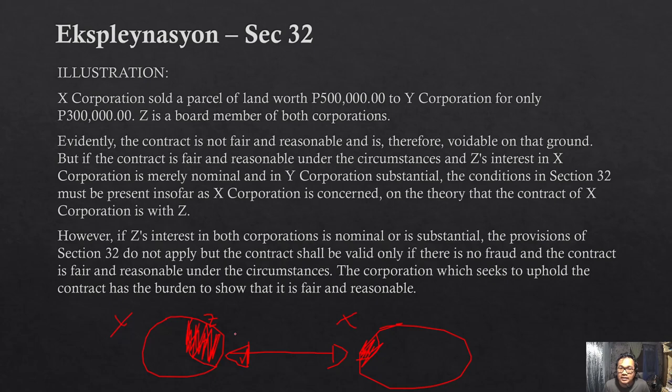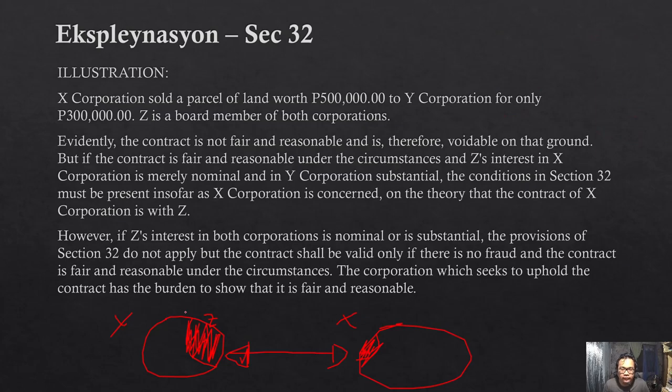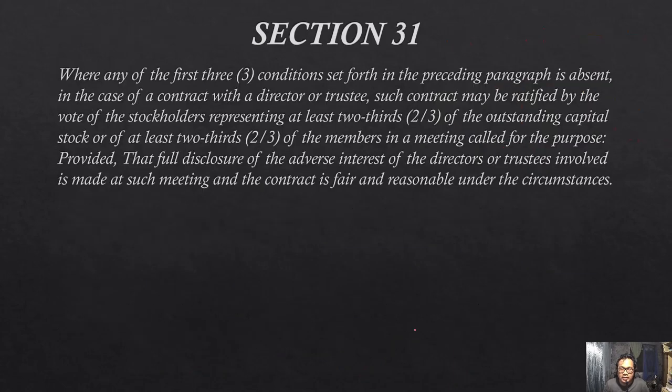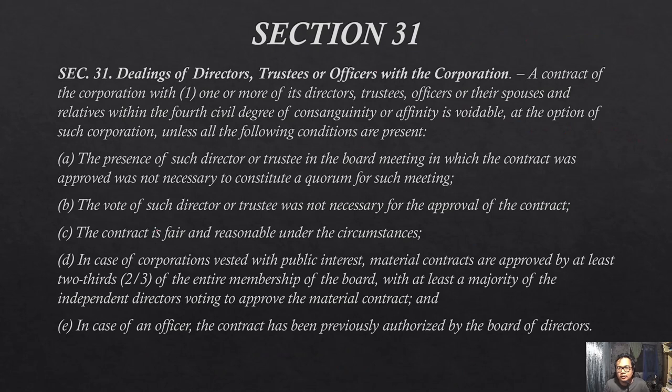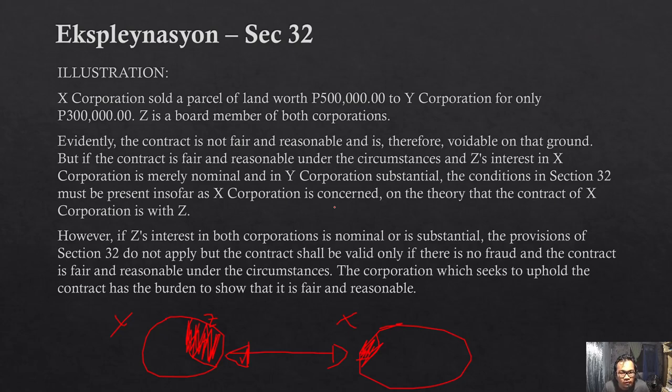But since Z, the director, has a substantial interest kay Y Corporation, it is as if etong si X is transacting with Z. So if that's the case, it will fall under Section 31 because Section 31 provides for the dealings of directors, trustees, or officers with the corporation. So, if on one corporation substantial ang ownership ng director, on the other, it is nominal, then Section 31 will govern that. Para malaman kung voidable ba yan, may presence ba yan, substitute, ratify. Diyan na papasok si Section 31, yan yung relationship niya kay Section 32. Okay, understand. Okay, that instance is only present kapag substantial sa isang corporation, nominal naman sa isa.